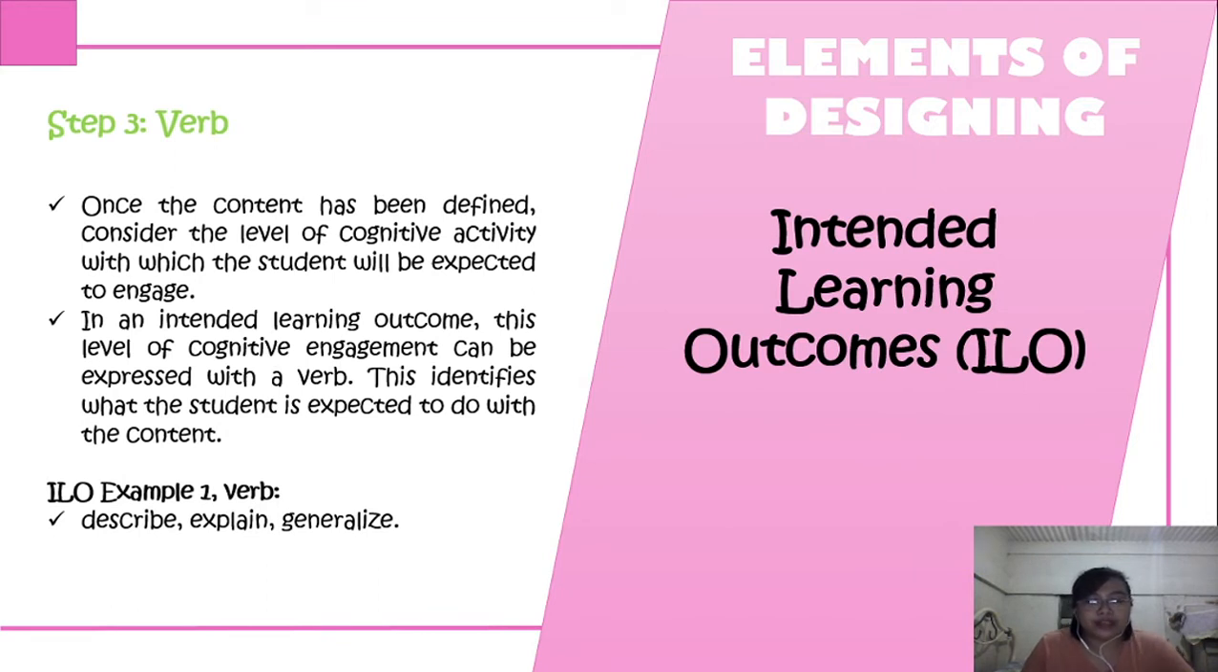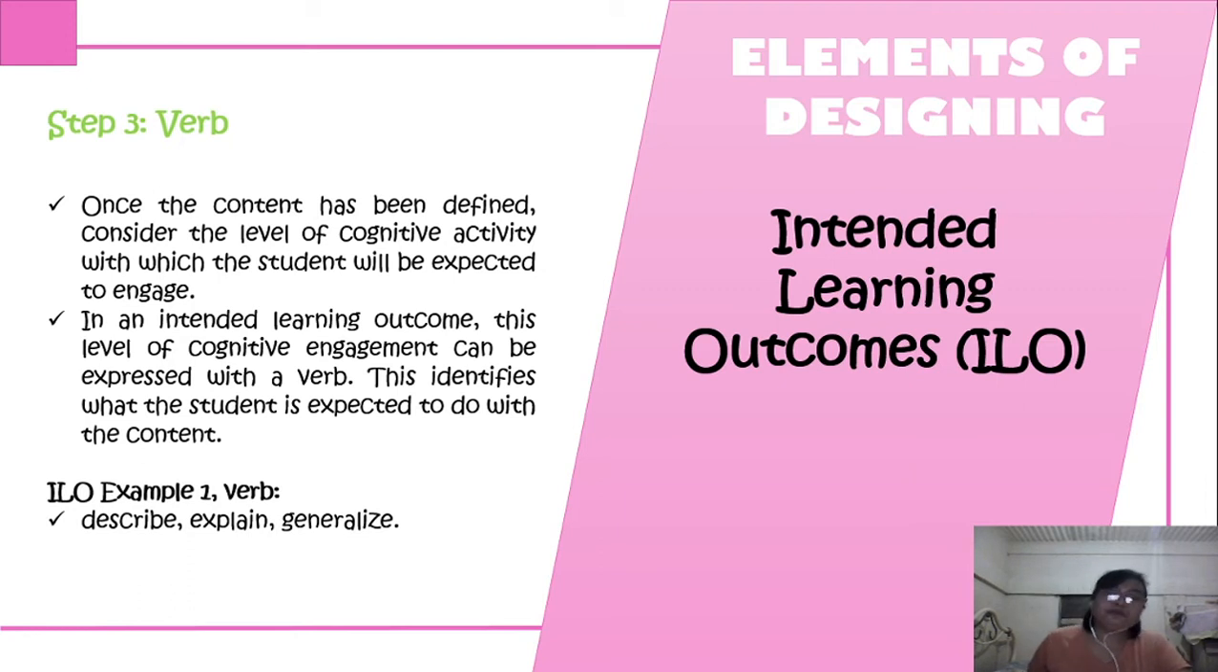So once the content has been defined, consider the level of cognitive activity in which the student will be expected to engage. In an intended learning outcome, this level of cognitive engagement can be expressed with a verb. So this identifies what the student is expected to do with the content. Here is an example of an ILO, and the verbs used in writing an intended learning outcome. We have the verbs describe, explain, generalize, and many more.